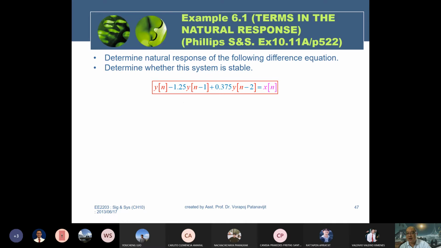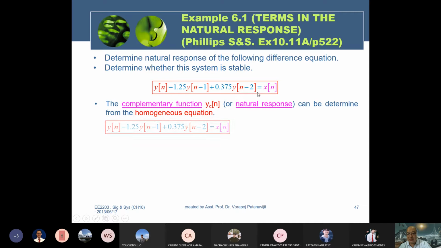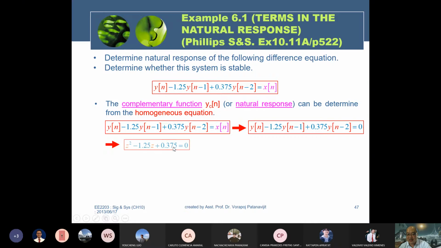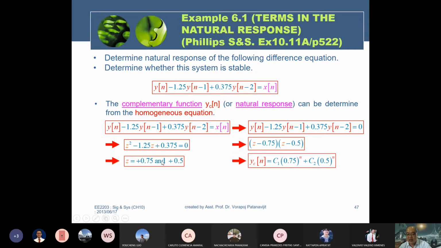Determine the natural response of the following difference equation and determine whether the system is stable or not. In order to determine the natural response, you must determine the homogeneous equation first. Set the homogeneous equation from the general difference equation form by setting the non-y terms to 0. In this case, you set x to be 0. You get this homogeneous equation. You can get the characteristic equation and factorize it.